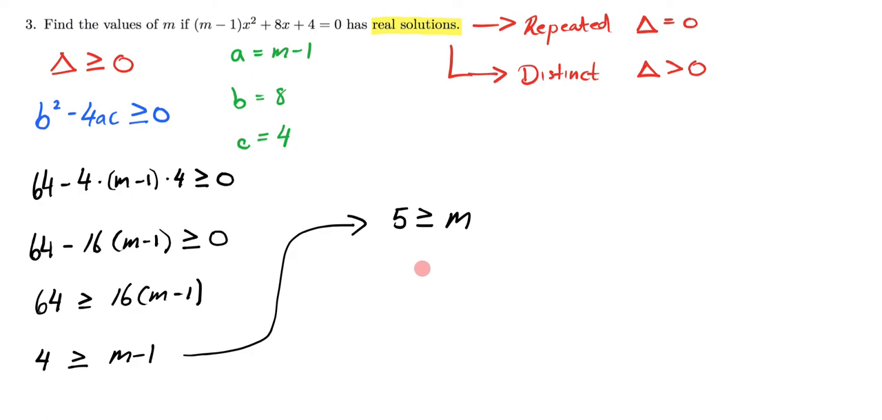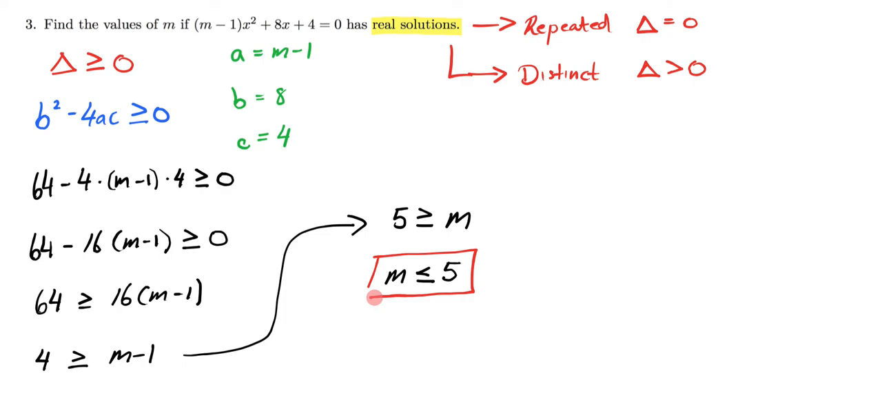And again, I just prefer to have my pronumeral on the other side. So don't forget to switch that around. This is what it's going to look like. m is less than or equal to 5. That is going to be my final answer.